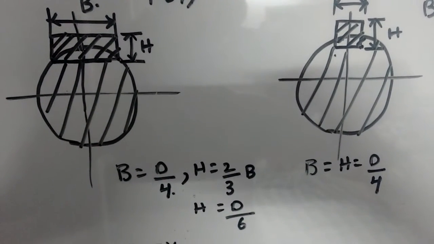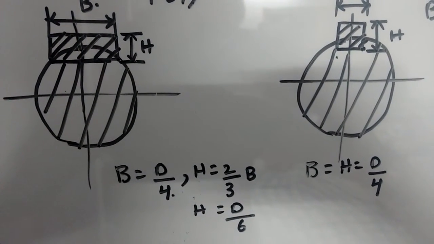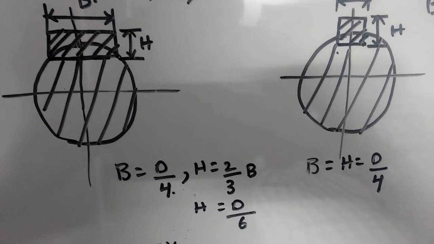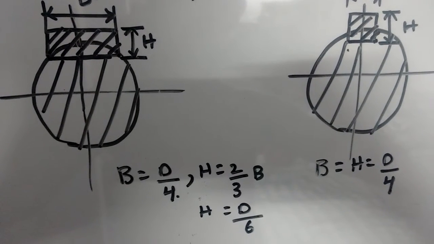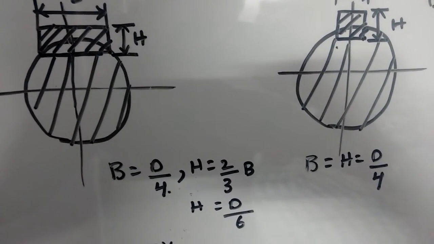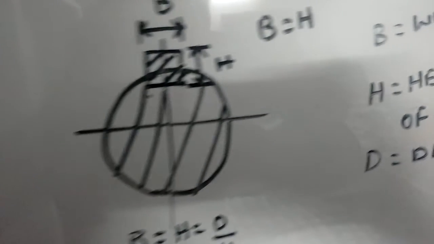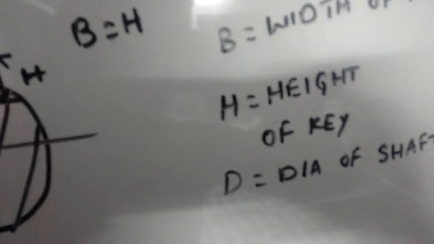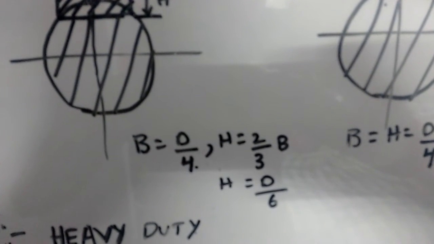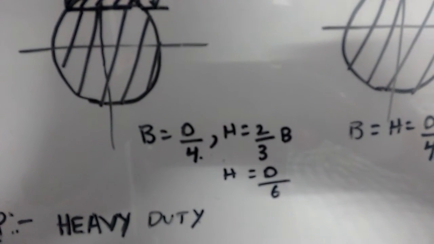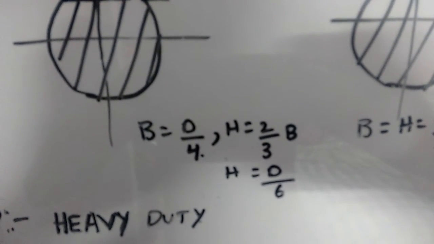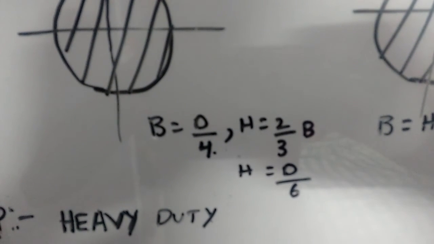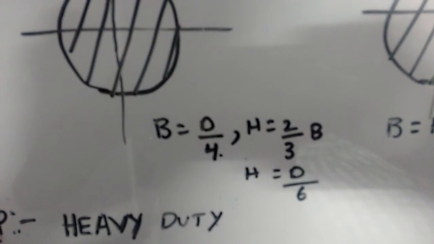When you take the dimensions of a rectangular sunk key, which is also known as a flat key, B = D/4, where B is the width of the key and D is the diameter of the shaft, and H is the height of the key. Some standard dimensions are also available for this flat key: B = D/4, H = 2/3 B, which means 2/3 times D/4, that is equal to D/6.